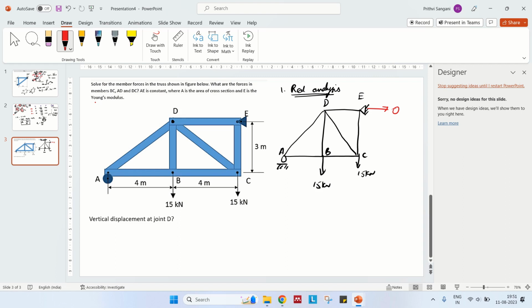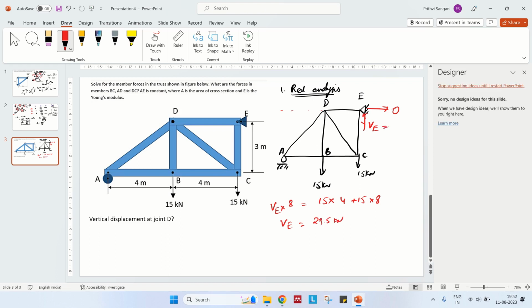Let us take moment about A as 0. So that means this vertical reaction at E, V E times, you can see this is the lever arm. It is trying to rotate in the anti-clockwise direction, and these two loads are trying to rotate it in the clockwise direction. So V E times 8 is equal to 15 times 4 plus 15 times 8, and V E works out to be 22.5.